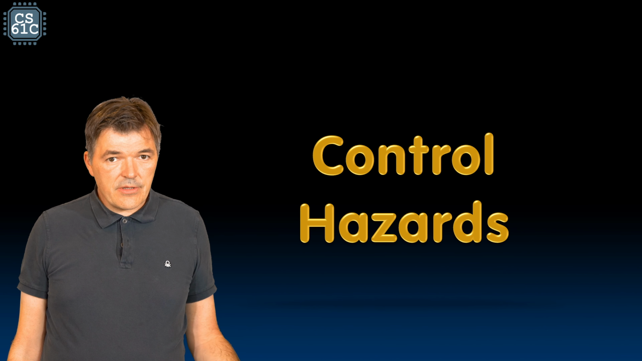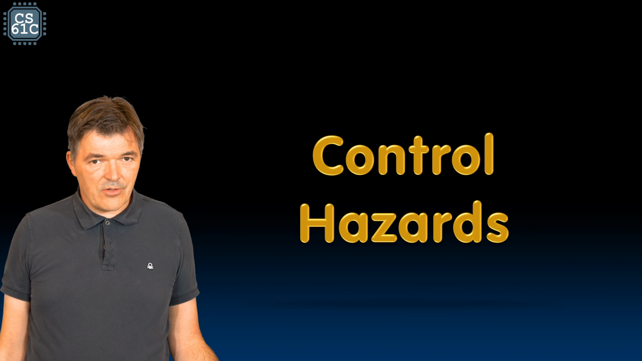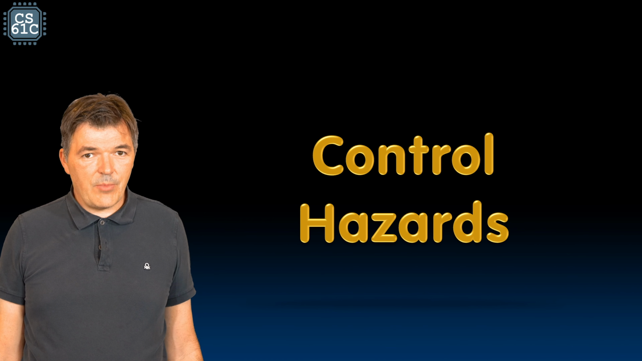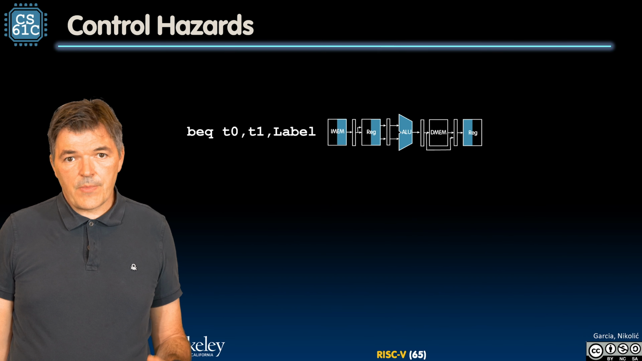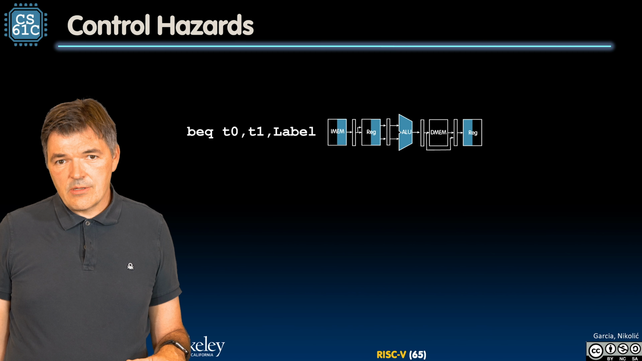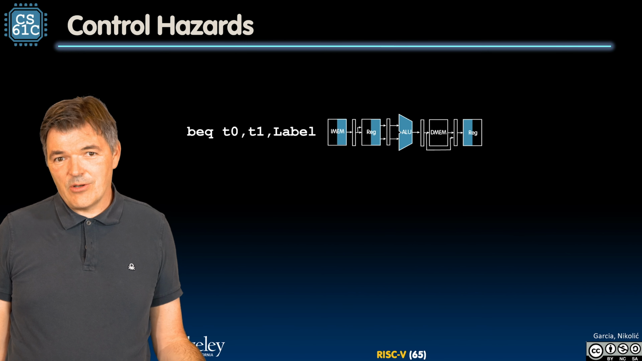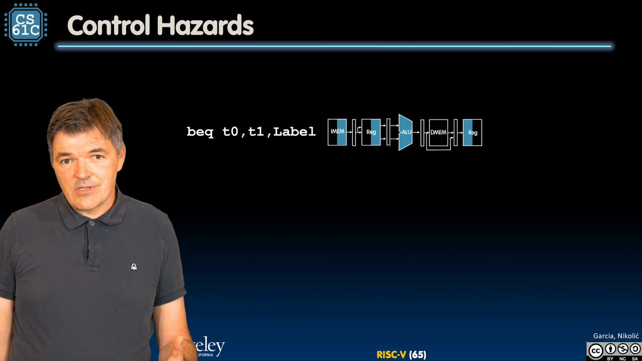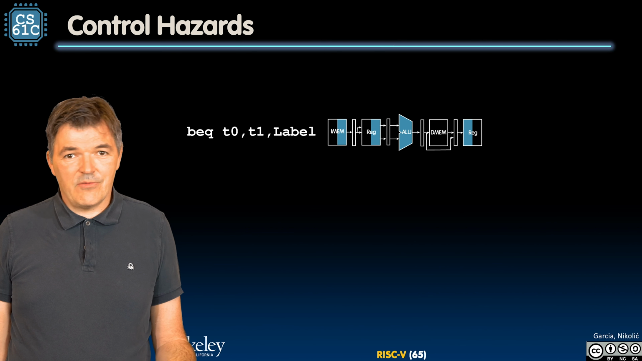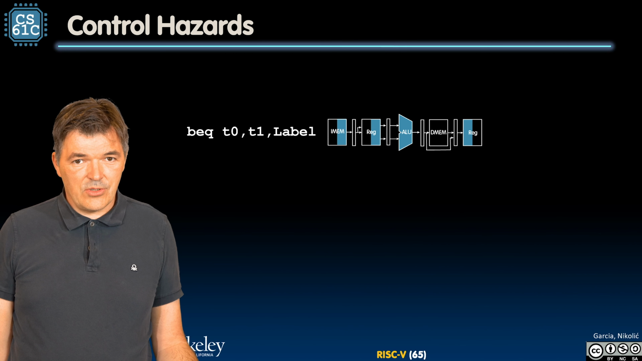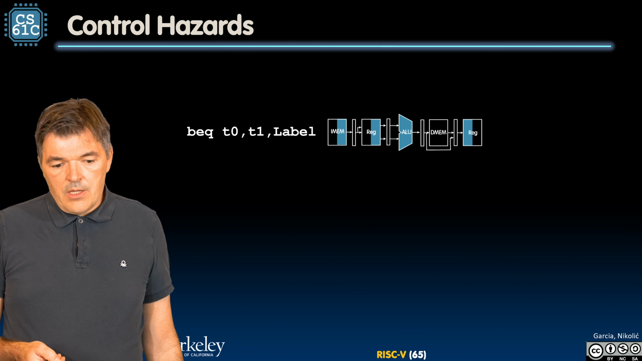So let's take a look at the third type of hazards that we can encounter in our code that is running through the pipeline. Those are the control hazards that are associated with branches and jumps. And we're going to focus on branches because jumps are a more straightforward condition of a control hazard. Branches are conditional, and we actually don't know until later whether the branch is going to be taken or not. So let's take a look at the branch execution.